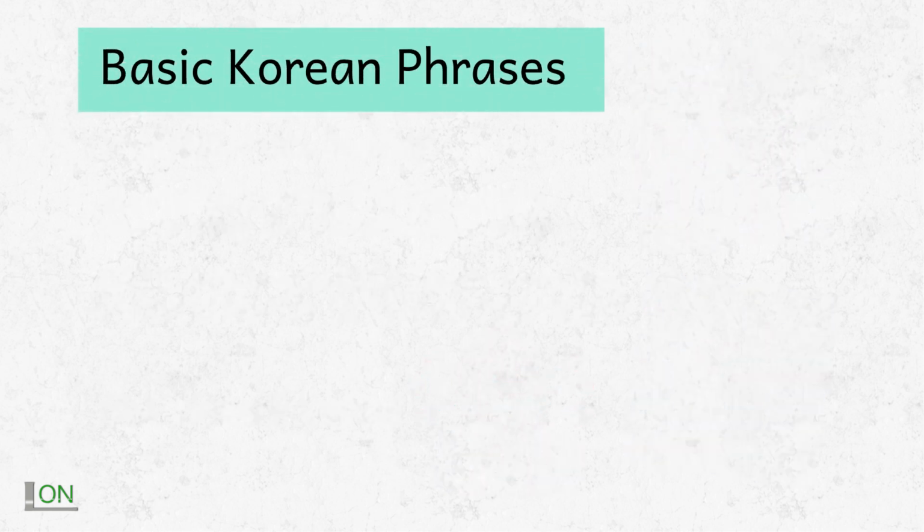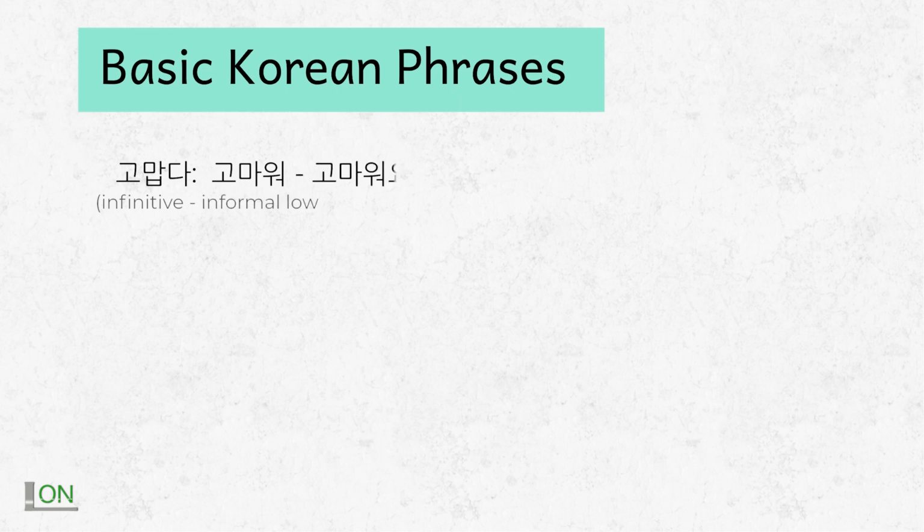So now let's learn how to thank someone. There are two words for saying that. 고맙다 is an infinitive. We will learn later that every Korean verb, adjective, and passive verb, they end in ta. If you see a verb like that, then it means it's an infinitive. Let's try to conjugate it. 고마워, it's informal low way of speech. 고마워요, it's informal high. 고맙습니다, formal high.